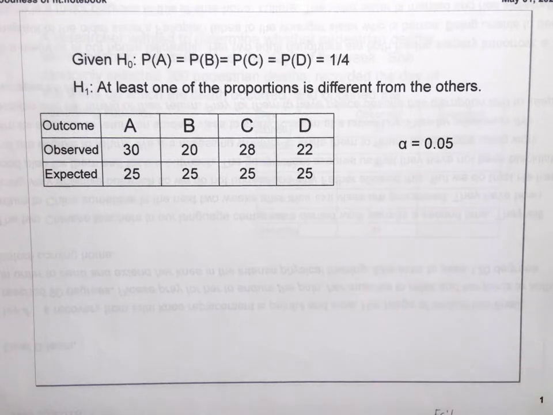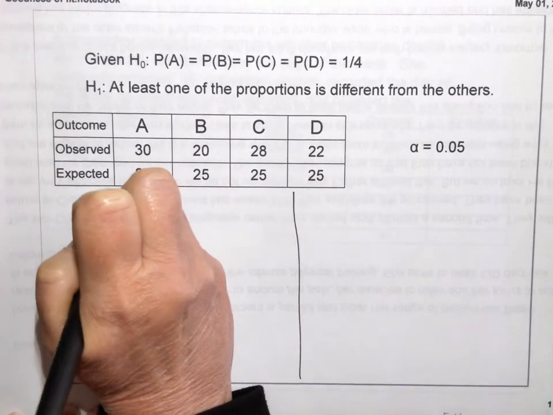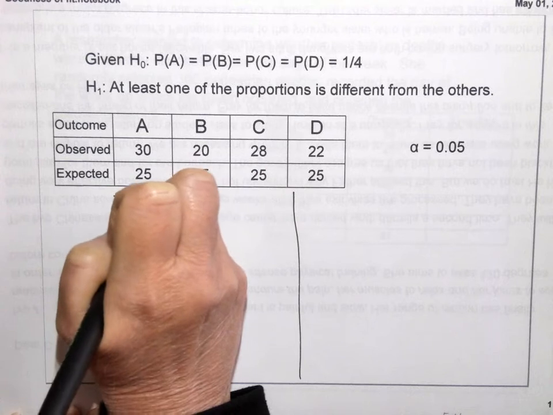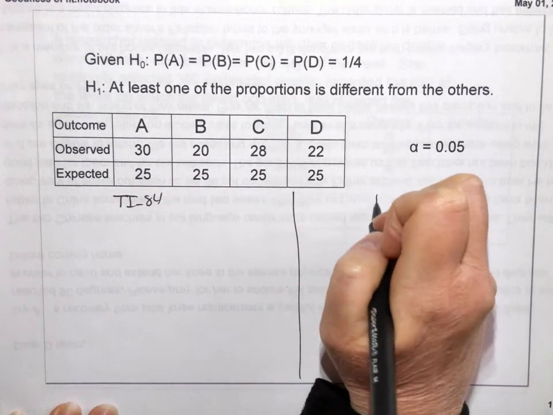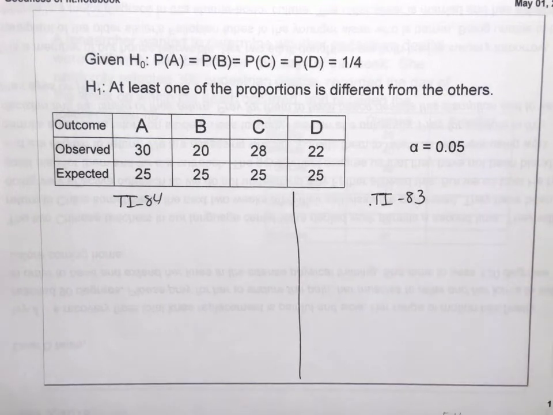If you have a TI-84 or higher, if you have a TI-83, I'll get to you in just a minute, so hold tight. Both of you can start the same. So TI-81 or TI-83 and TI-84, it doesn't matter. Everybody starts the same.